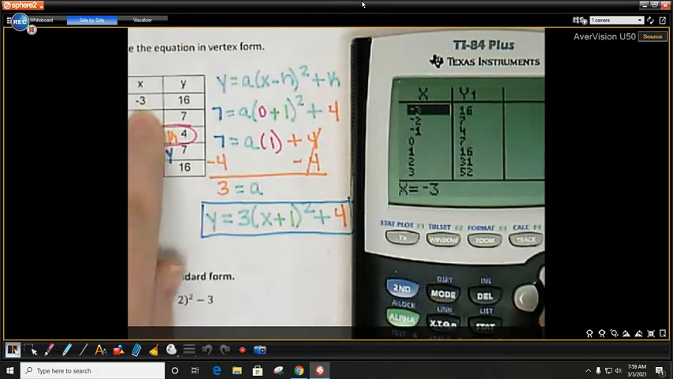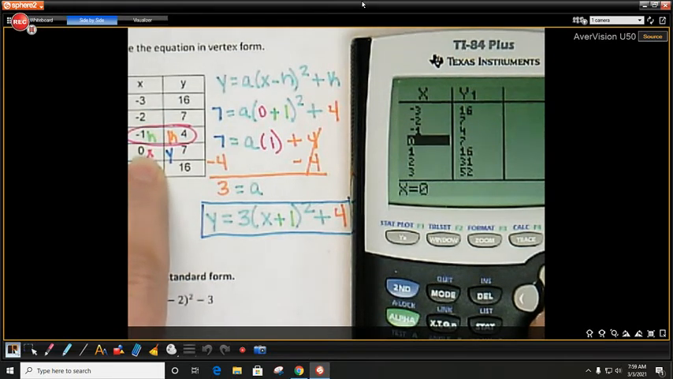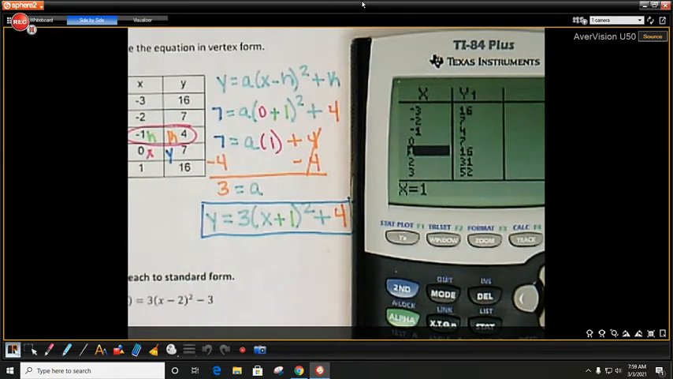And I should see the points: negative 3, 16; negative 2, 7; negative 1, 4; 0, 7; and 1, 16. Remember, if you're doing your test at home on Canvas, you can always use Desmos if you don't have a calculator. Okay?